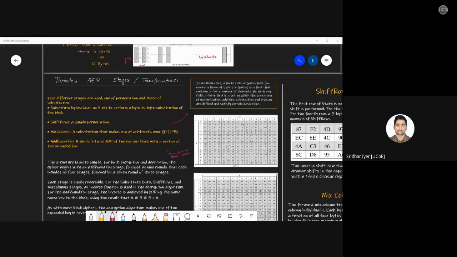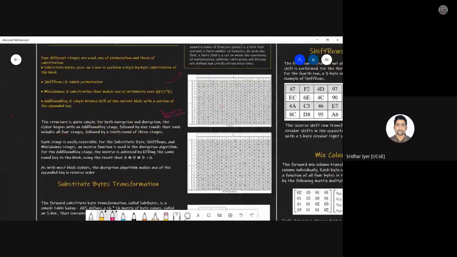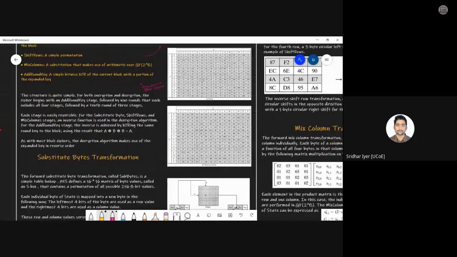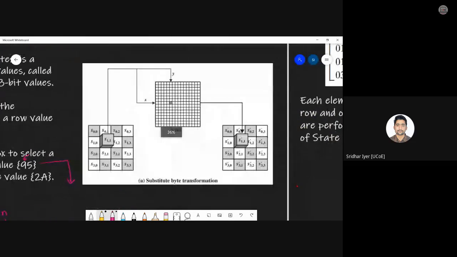I'm not going into the theory part. You can simply read the PDF which I'm going to share. In fact, I have already shared. Oh, sorry, I have not shared yet. I will share it today after the end of this lecture. So just go through the PDF and it will be clear. Just see this diagram for reference. This is what we are doing. X is nothing but row and Y is nothing but column. The intersection is nothing but your output.